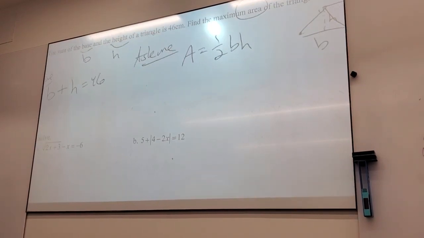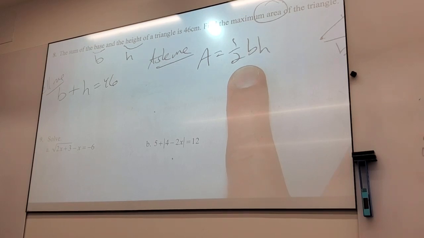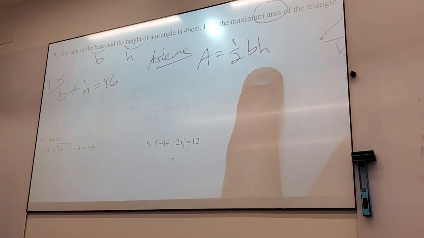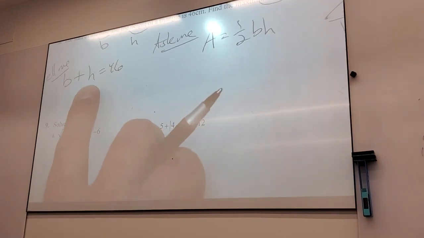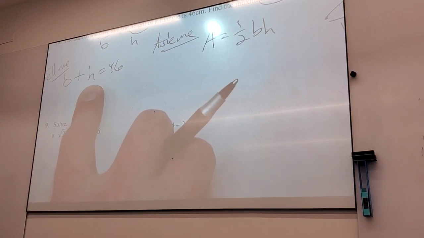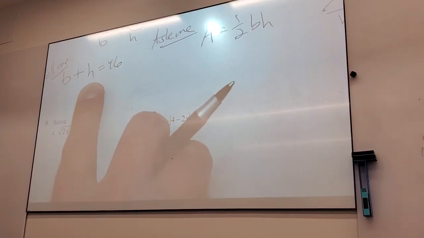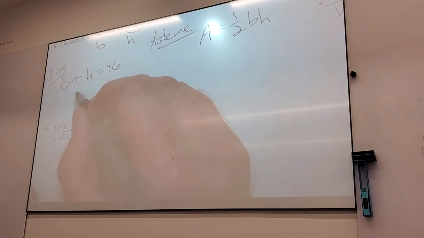So, how many variables are in this? There's like 3 really, if I count the area. This is too many. Don't I know this? This is true, correct? B plus H. Can I solve this for one of the letters? Pick a letter. What do you want to solve for? B. So how do I solve for B?